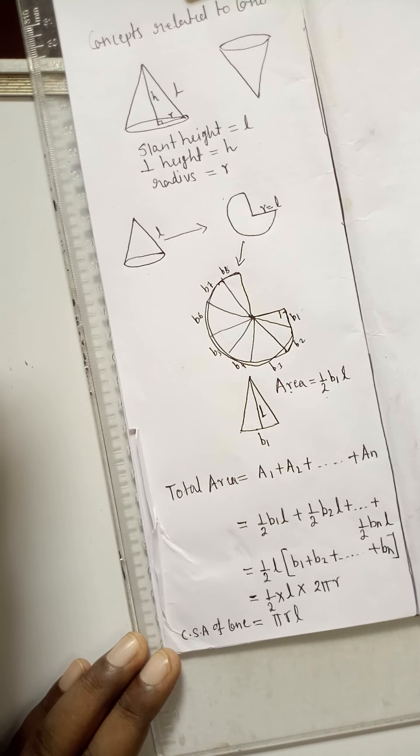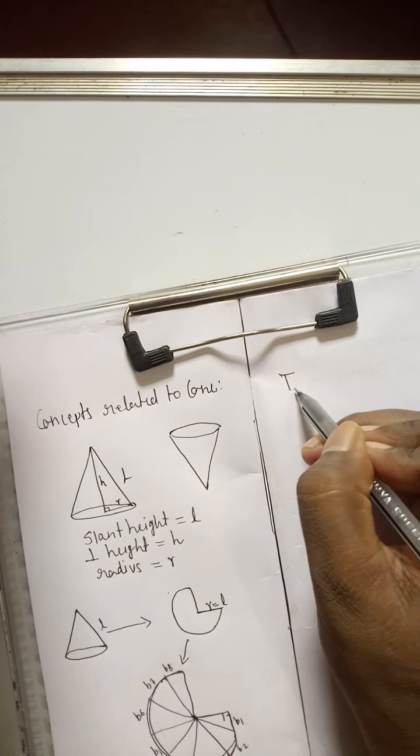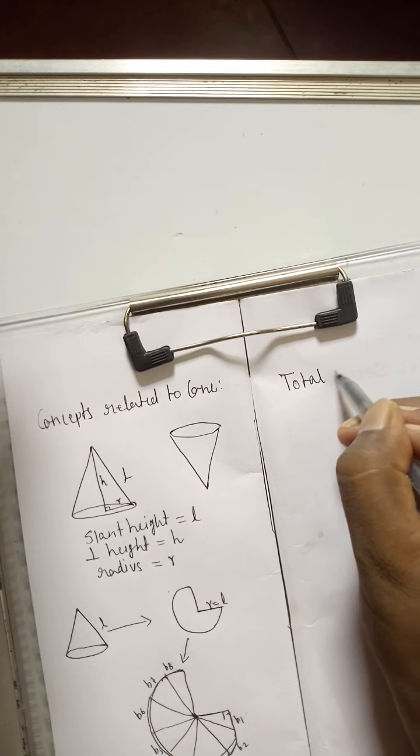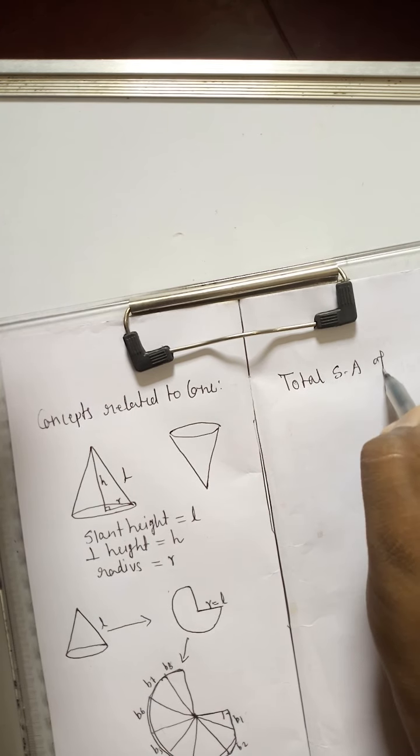So friends, I hope you have understood curved surface area of cone. Sorry, I correct myself, curved surface area of cone. So let's understand total surface area of cone. Now I'm writing total surface area of cone.